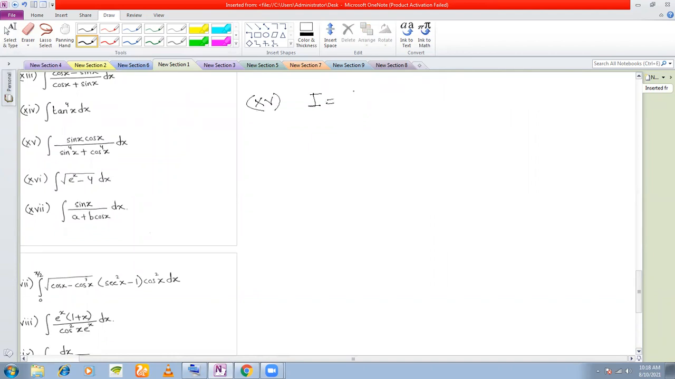I is equal to integral sin x cos x divided by sin to the power of 4 x plus cos to the power of 4 x dx. A very interesting problem here. If you want to integrate this, you can divide the numerator and denominator by cos to the power of 4 x.